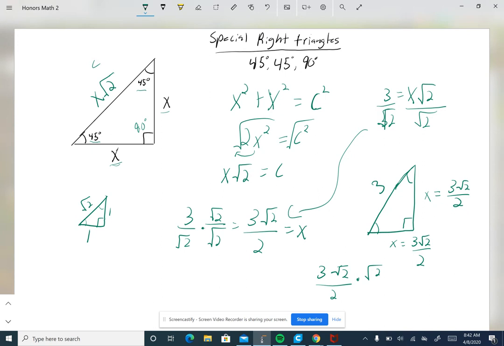If you multiply square root of 2 times the square root of 2, you get the square root of 4, so 3 square root of 4 over 2. That square root of 4 is just 2, so 3 times 2 over 2. The 2's cancel, and we're left with just 3. So that does work. So you can go either way. Basically, if we know we have a 45, 45, 90 triangle, they can give us one side length, and we can solve for any other side length because we know the relationship between all three sides if it's a 45, 45, 90, okay?